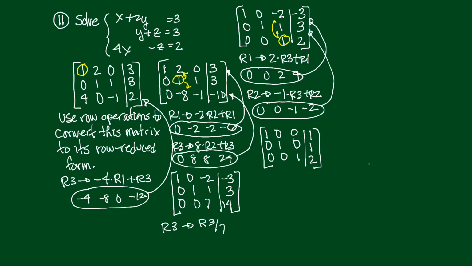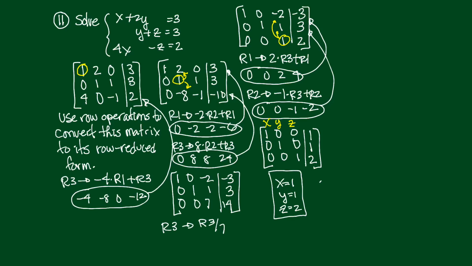Now we can read off our solutions, keeping in mind that the first column is our x's, the second column is the y's, and the third column is the z's. So we are going to have x equals 1, y equals 1, z equals 2. And you see where I'm getting it? 1x, no y's, no z's is 1. No x, one y, no z, so just one y is 1, and one z is 2.